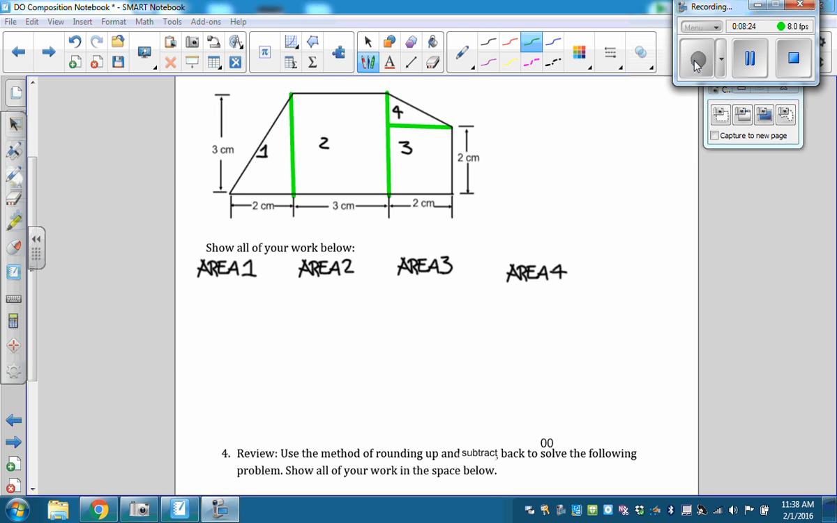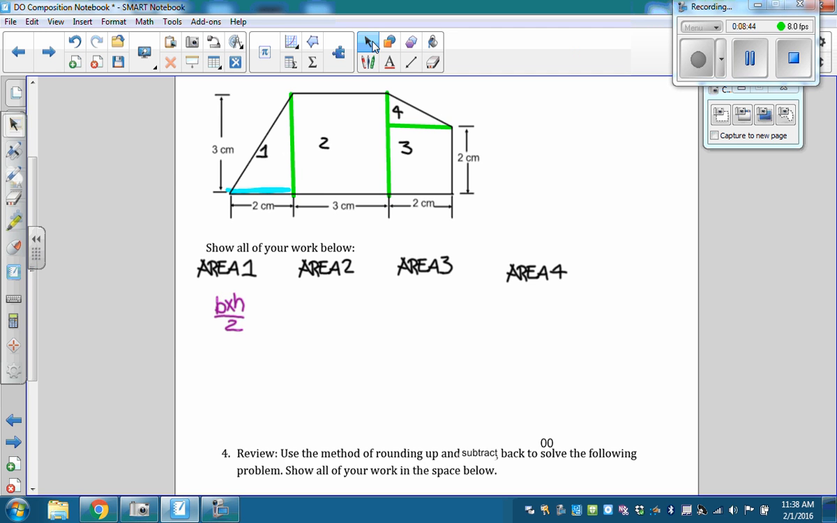All right, so if you look at area 1, it's a triangle. So we know the rule for a triangle is base times height divided by 2. So we are going to identify the base and the height. So the base is 2, and the height is 3 because this height matches that length. And we always look for the square angle, and we drew that line in here to be a square angle. So that's why we know we can use those 2 numbers.